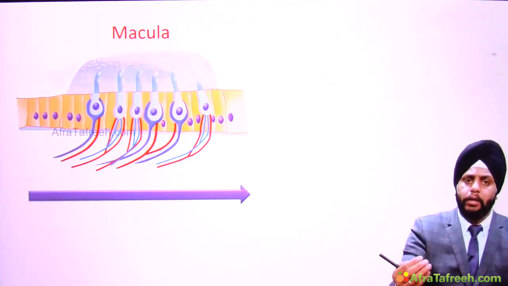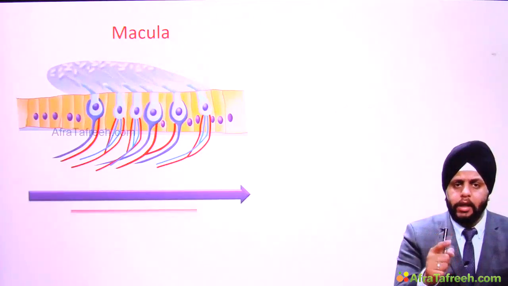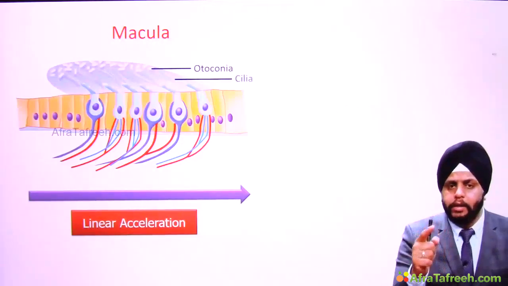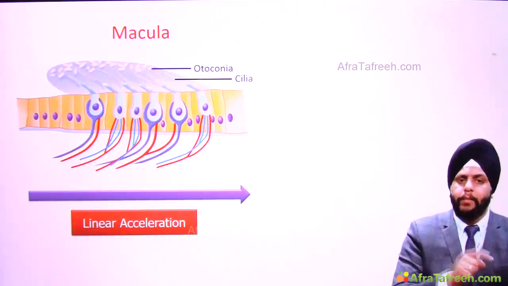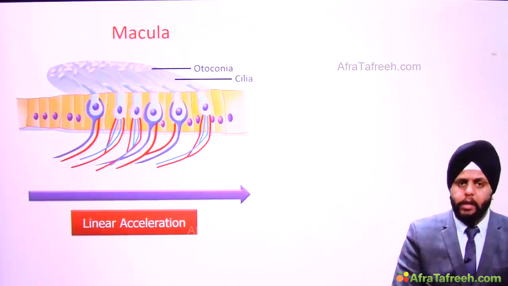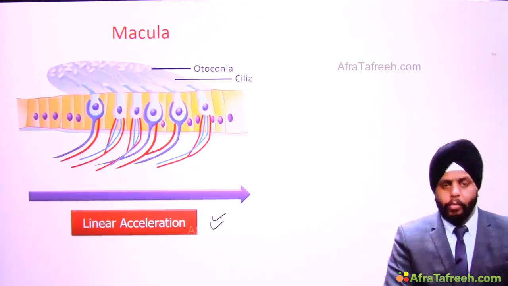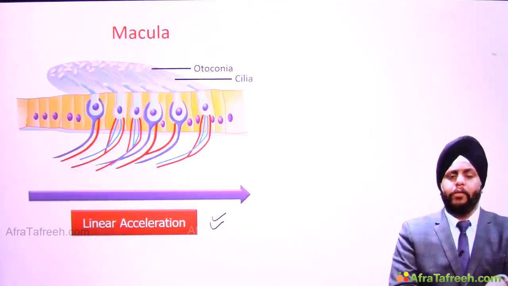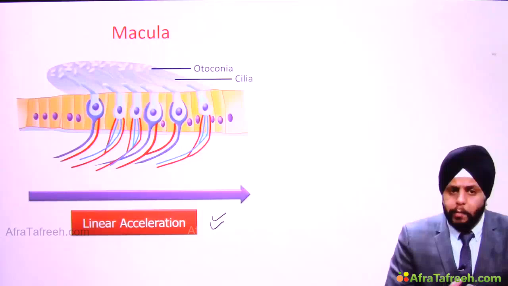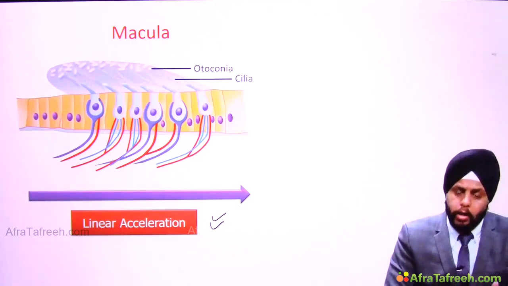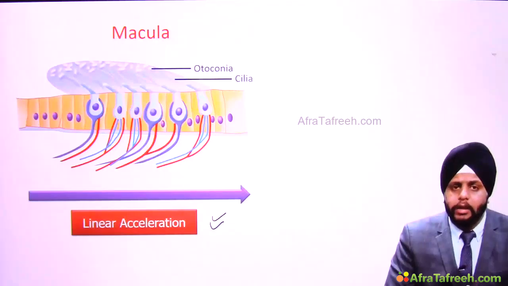These otoconia glide back. When they glide back, they lead to bending of the cilia. You can see they lead to bending of the cilia, and a nerve impulse is generated when the cilia are bent. That goes to the brain and we detect linear acceleration. So what is the function of the macula over here? The function of the macula is to detect linear acceleration. Remember, the ampulla, the cristae or the cupula ampullaris helped us detect angular acceleration. The macula in the utricle and saccule helps us detect linear acceleration.